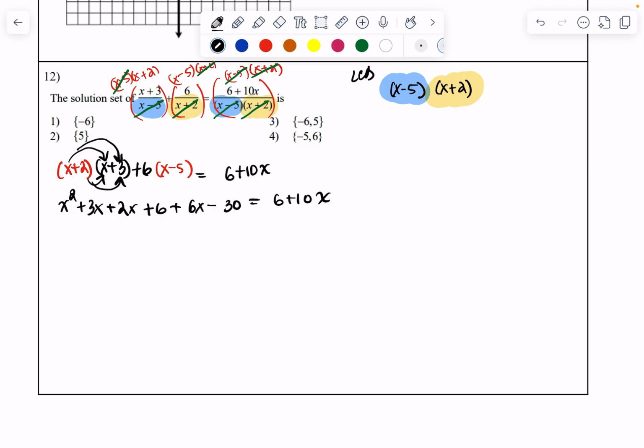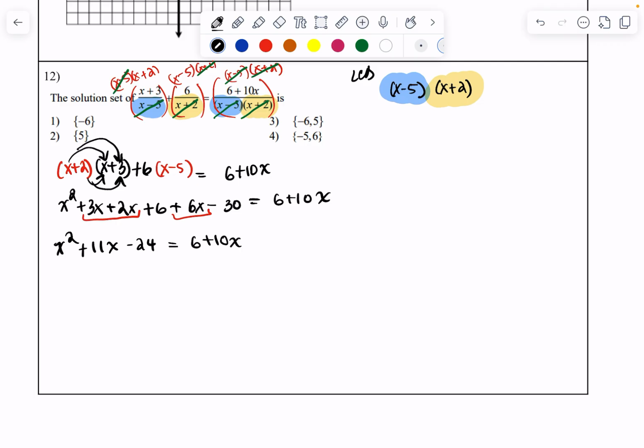All right, we combine our like terms. The x squared just remains the way it is. Then we have 3x plus 2x plus 6x. So what is that? 3 plus 2 is 5, 5 plus 6 is 11x. And then we have 6 minus 30, that is going to give me a negative 24, is equal to 6 plus 10x.